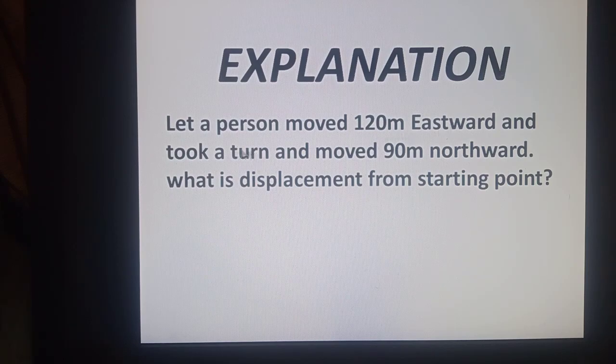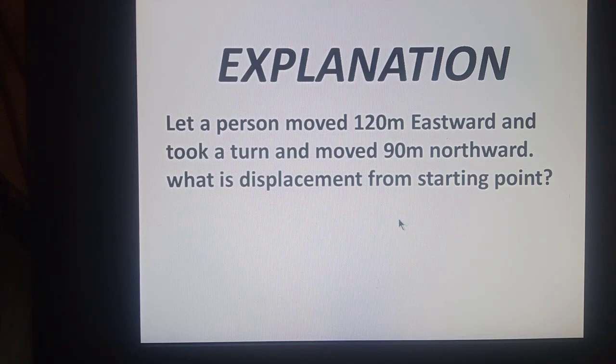We consider an example in which a person, say a news seller or any other salesman, moved 120 meter eastward. It is his first displacement, and then he took a turn and moved 90 meter towards north. Keep in mind, the first displacement was toward east and the second displacement is towards north. The magnitude of the first displacement was 120 and the second is 90. So what is the displacement from the starting point? Means, what is his total displacement?